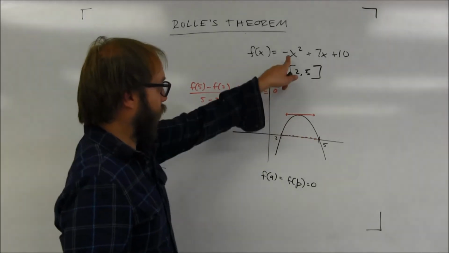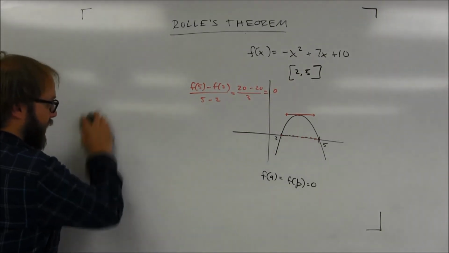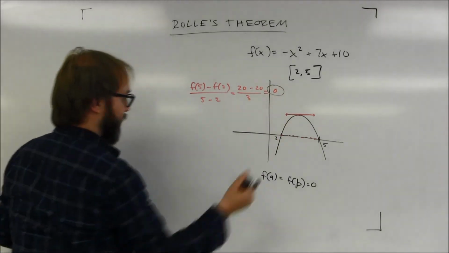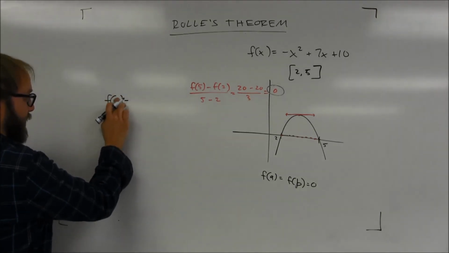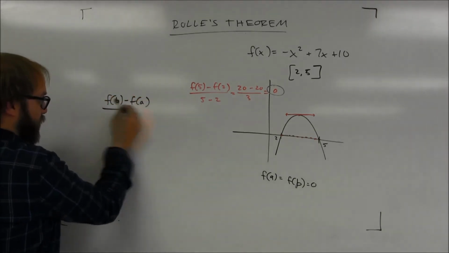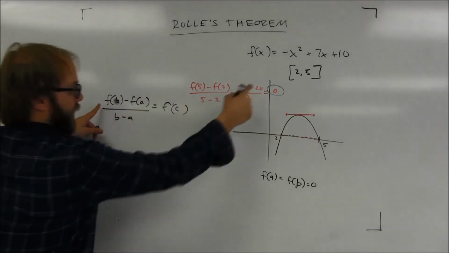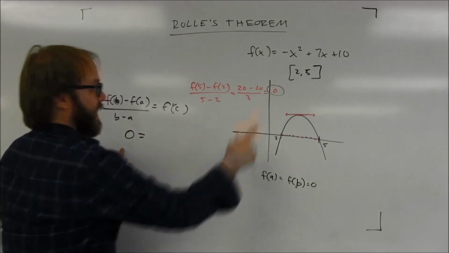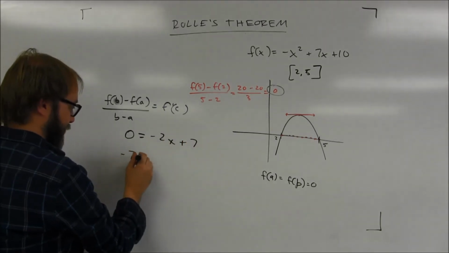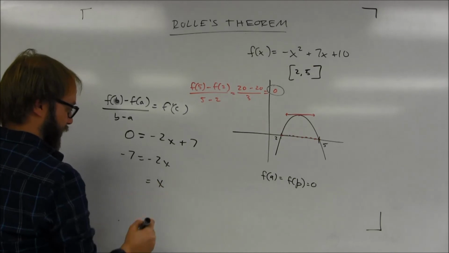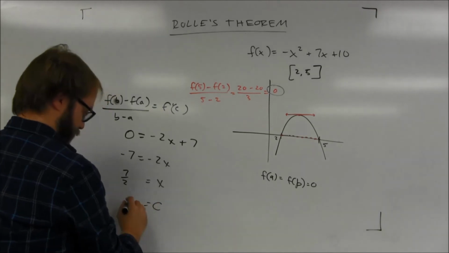You're just trying to figure out where the derivative is equal to 0. So the work here is exactly the same as what it would normally be. I already found the average rate of change to be 0. So we're setting the average rate of change equal to the derivative at some value of c. Okay? Well, we already found the average rate of change to be 0. I'm just setting that equal to the derivative there, which is negative 2x plus 7. You get negative 7 equals negative 2x, and x is going to be 7 halves, which of course is 3.5 if you want to write it as a decimal.